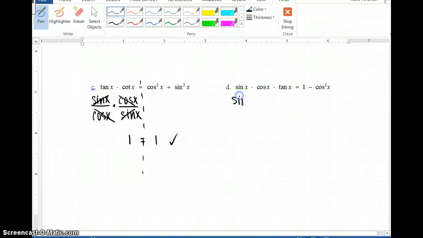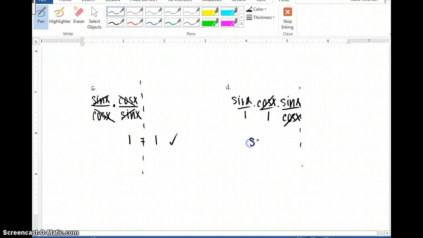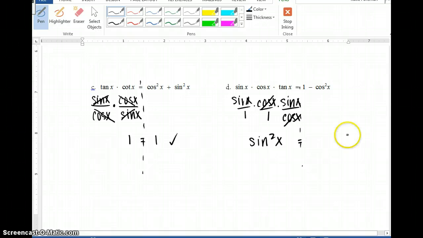D, sine over 1, cosine, and then sine x over cosine x. The cosines cancel each other out. Sine times sine gives me sine squared of x. Now remember, you need the exact same thing written on the left as you do on the right. Squared trig function and a 1. Come back to the Pythagorean identity.